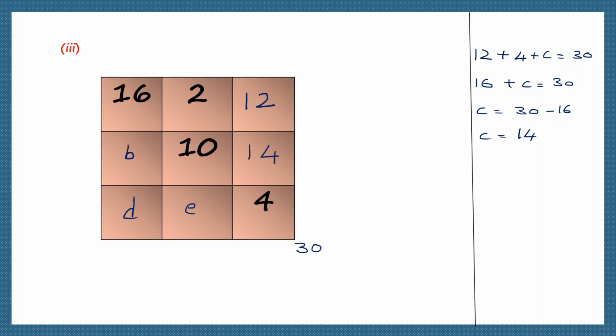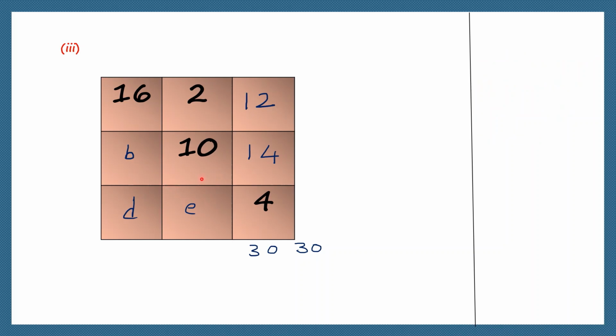C is 14. Now let's check this one, whether this is adding up to 30. 2 plus 4 is 6. 6 plus 4 is 10. So we'll put a 0 and carry 1. 1 plus 1 is 2. 2 plus 1 is 3. So we have got 30 in the last column. That is correct. Now we can find the value of B, because now we have two other values.